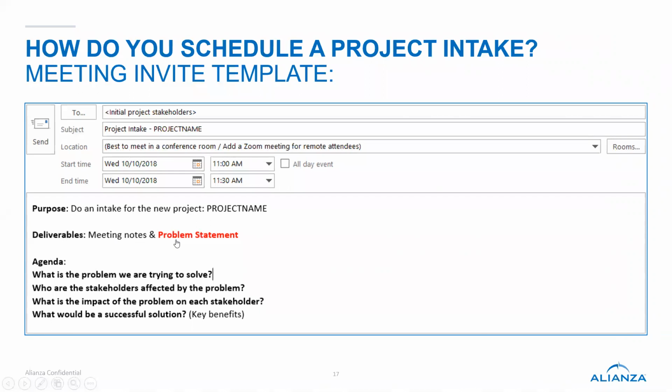Deliverables, meeting notes, and the problem statement. The agenda would be, what is the problem we are trying to solve? Who are the stakeholders affected by this problem? What is the impact of the problem for each stakeholder? And what would be a successful solution? Like, what are the key benefits?